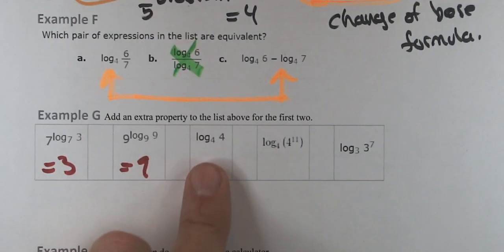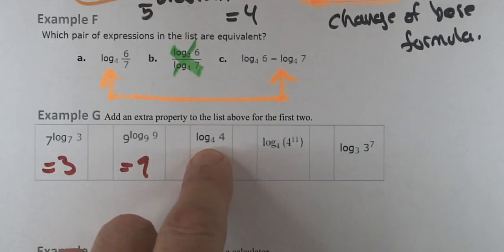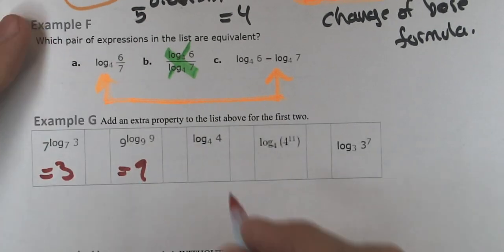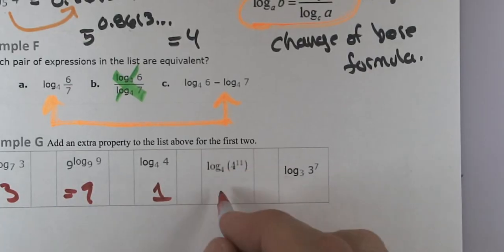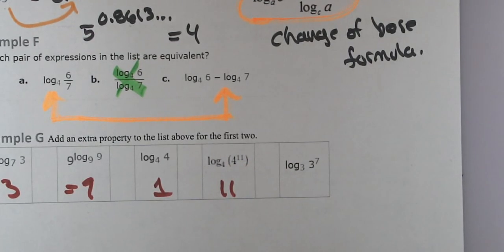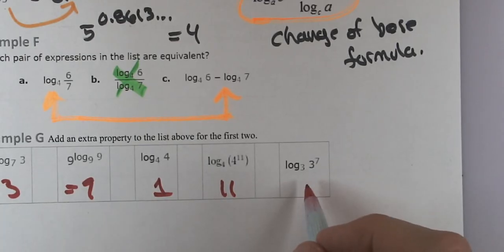How about this one? Can anyone do this one in their head? What power of 4 gives me 4? 1. How about this one? Log base 4 of 4 to the 11th power. What power do I need to raise 4 to get 4 to the 11th power? 11, yeah. It almost feels circular, but that's the right answer. And the last one, altogether, 7.